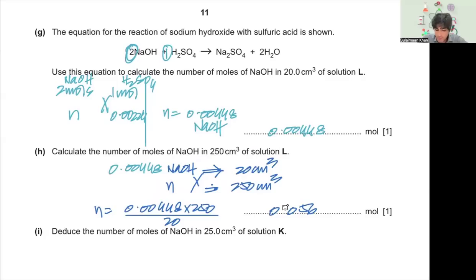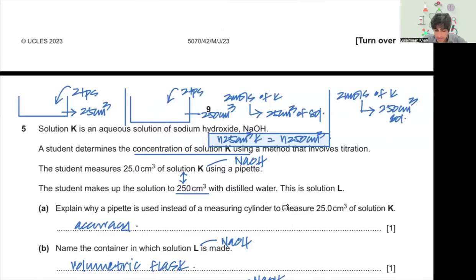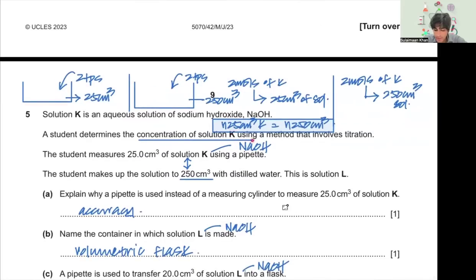Fatma said, sir, you said that the moles would be equal. Here they're changing. No, Fatma. I said, Fatma, let's go back. I said that the moles in 25 cm cube of K and 250 cm cube of solution, right? So in 25 cm cube of solution and 250 cm cube of solution would be same. I never said that they'd be same in 20 cm cube of solution.